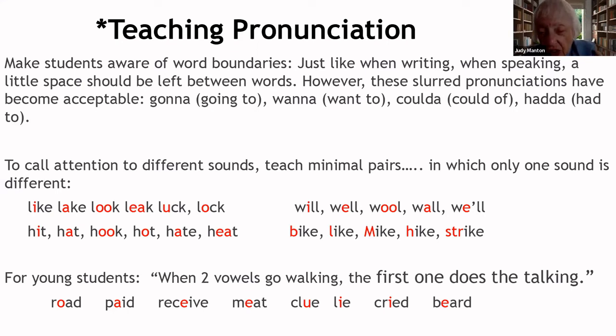And in the United States, young children learn this cute little sentence. When two vowels go walking, the first one does the talking. So you see in road, two vowels. We don't hear the A, but having the A after the O makes a long sound, road. Same with paid, receive, meet, clue, lie, cried, beard. So we hear the long sound of the first vowel only.